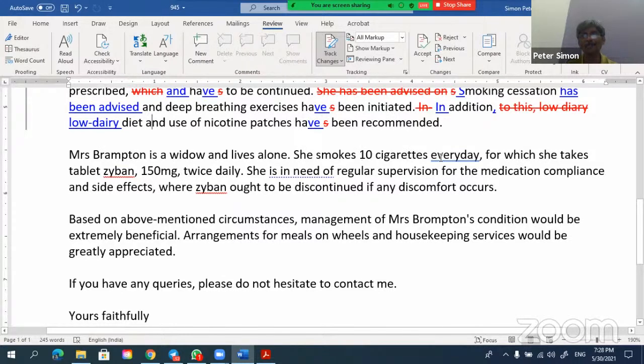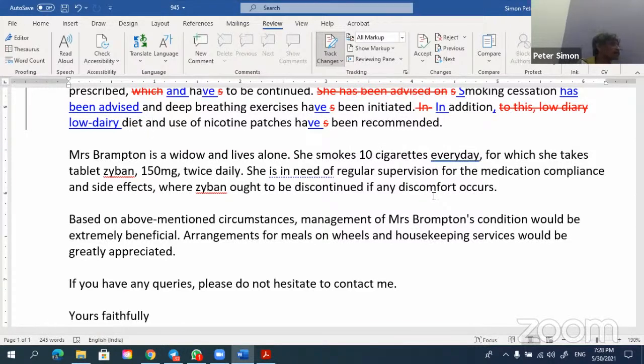She smokes 10 cigarettes every day, for which she takes tablet Zybon 150 mg twice every day. Keeping to a non-veg, non-smoking diet. Okay. Fine.